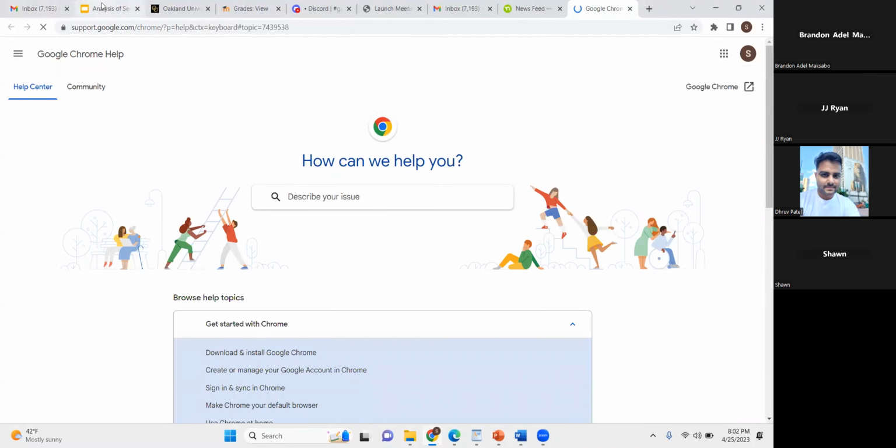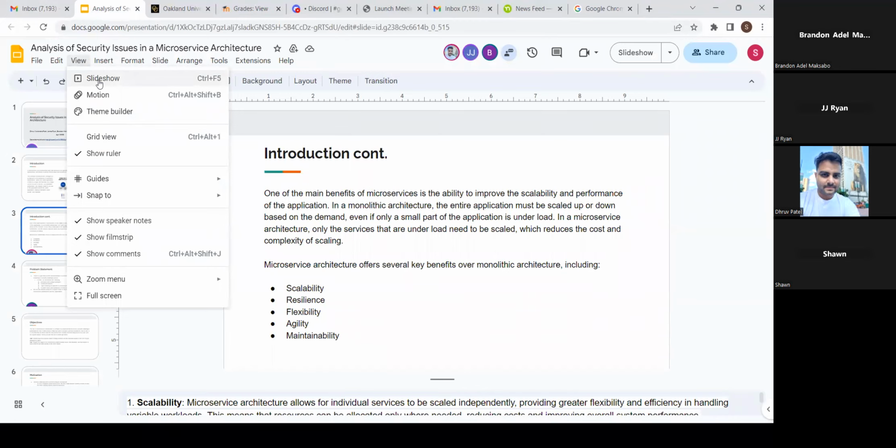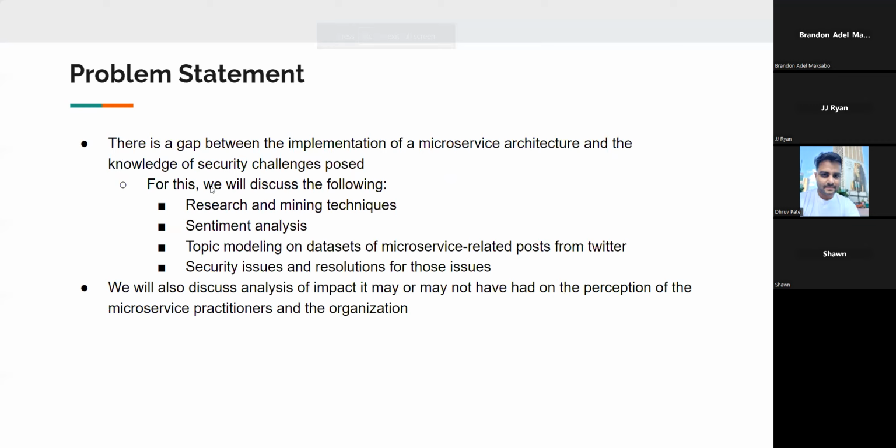Our problem statement for our research project is the gap between the implementation of microservice architecture and the knowledge of security posed. For this, we will discuss the following: research and mining techniques, sentiment analysis, topic modeling on datasets of microservice-related posts from Twitter, security issues and resolutions for those issues. We'll also discuss analysis of the impact it may or may not have had on the perception of the microservice practitioners and the organization.